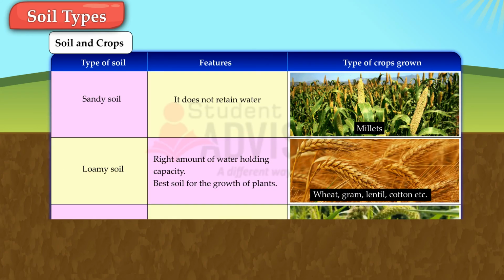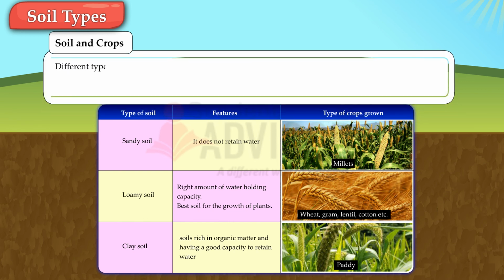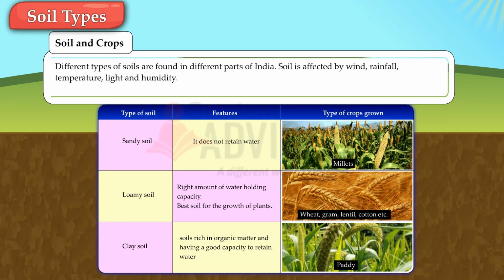Soil and crops. Different types of soils are found in different parts of India. Soil is affected by wind, rainfall, temperature, light and humidity. These climatic factors affect the soil profile and structure, and determine the types of vegetation and crops that grow in any region.